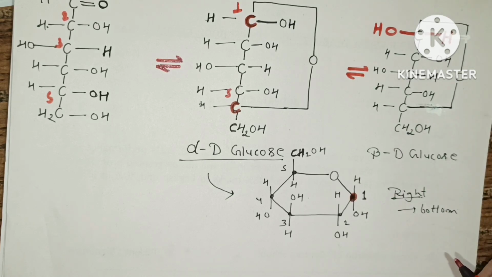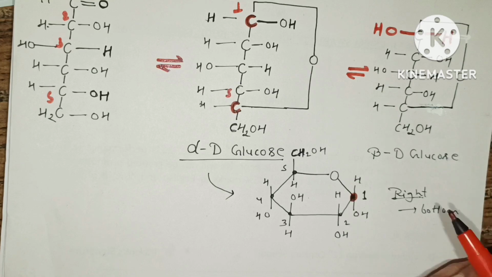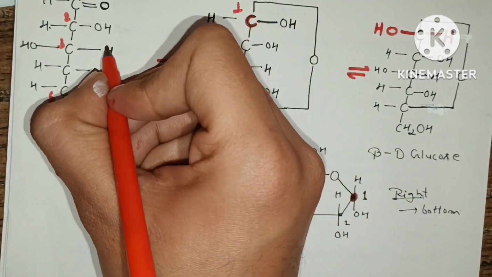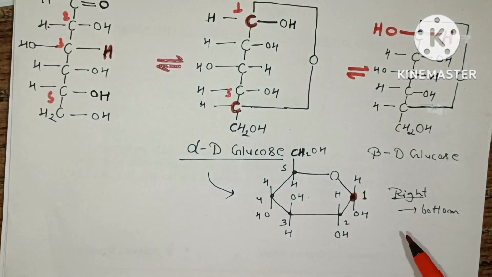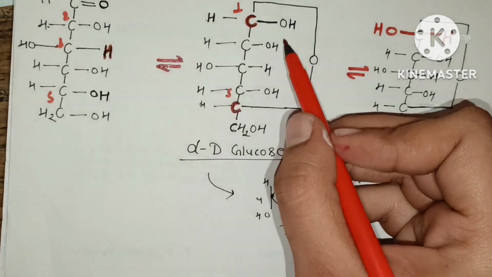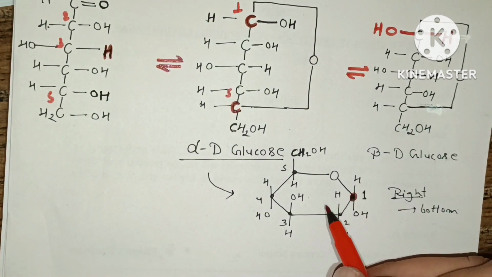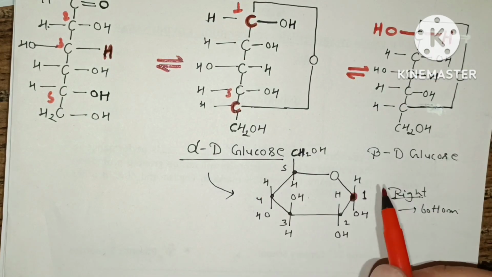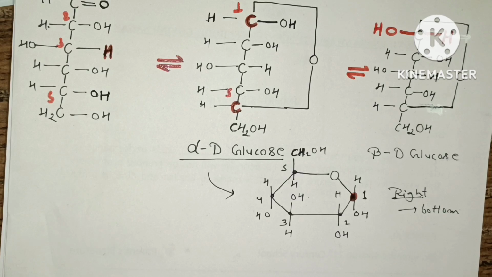All right. So the key point to draw the structure is the third carbon: at the third carbon, the hydrogen should be at right. And the next thing is that the groups placed at right should be at bottom, and the groups placed at left should be at top while drawing the Haworth projection. I hope I made it clear. Thank you.